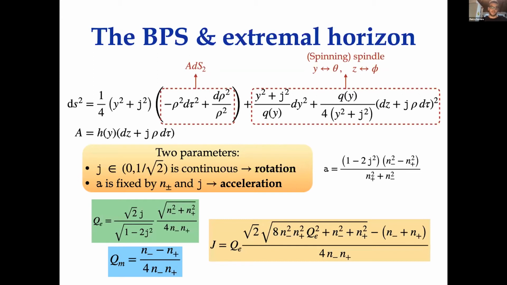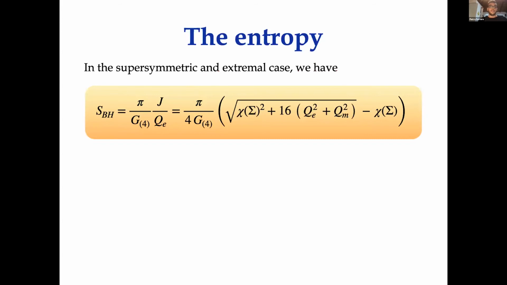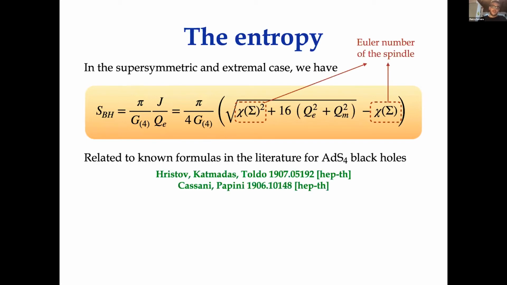What I want to discuss of this solution is essentially 3 aspects, which also allow me to give you a bit of outlook. The first is the entropy. In the supersymmetric and extremal case, there are 2 possible expressions. The first one is the ratio between angular momentum and electric charge, and the second is in terms of electric and magnetic charge and the Euler number of our spindle. And importantly, these 2 formulas are related to other formulas present in the literature for AdS4 non-accelerating black holes.